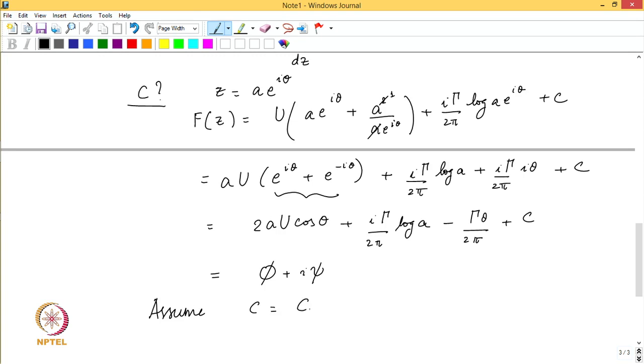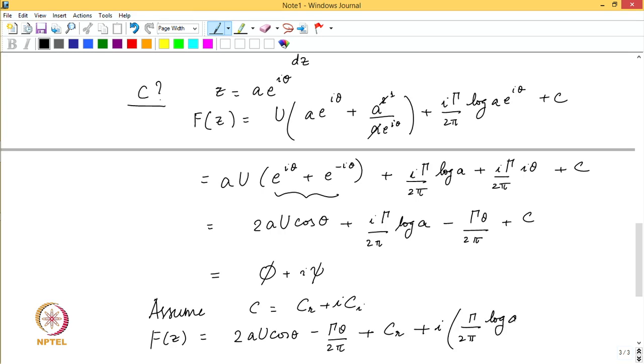So, clearly if I was to assume c to be some real part plus iota times some imaginary part, then f of z would be 2 a u cosine θ, and let us put the real parts together, minus Γθ by 2π, and we will have a real part coming in from c, plus we will have iota times Γ by 2π log of a plus c_i.